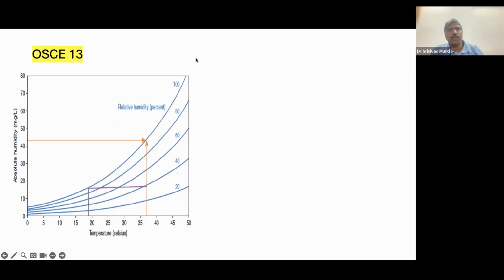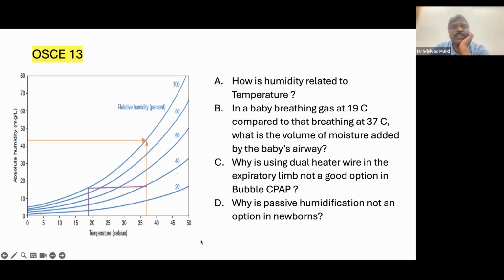Yeah, now we come to one more interesting part. So look at this before we go to the question. So you have something here on the x-axis, the temperature of the gas. In the y-axis, you have the absolute humidity. Now the questions are, how is humidity related to temperature? So how is humidity related to temperature?